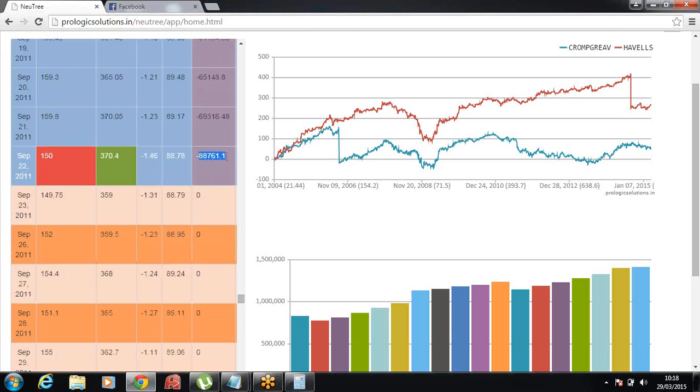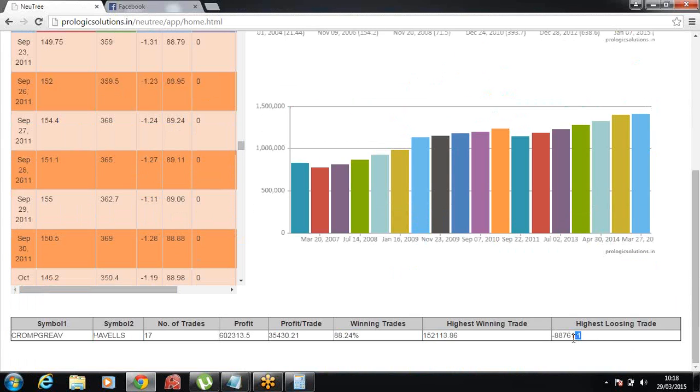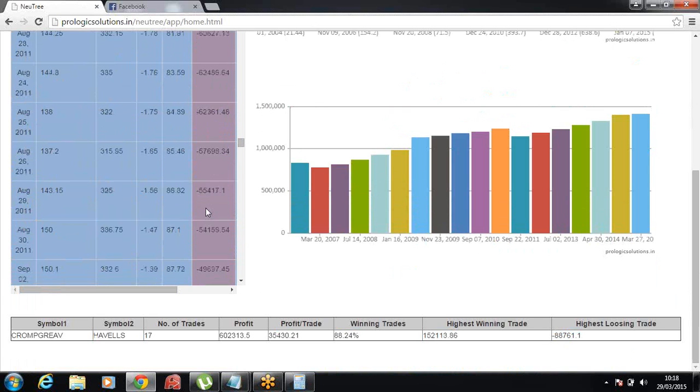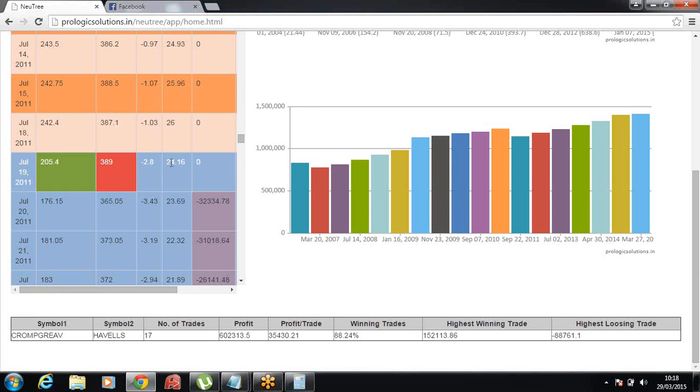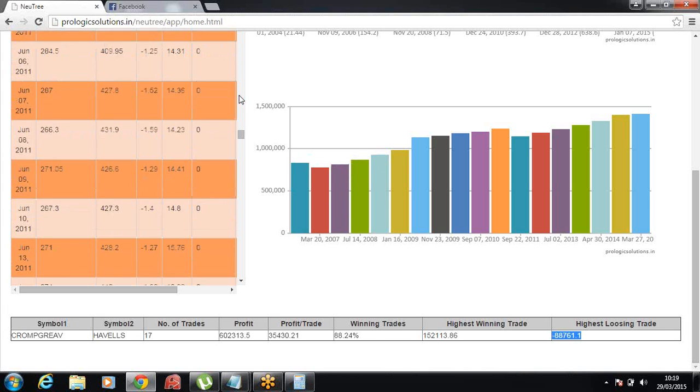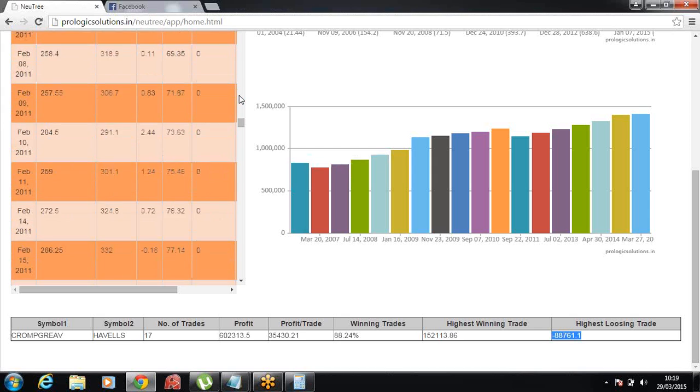What you are seeing, 88,761, is the highest losing trade, but you won't actually be entering this trade at all because your correlation doesn't match. 70% is too far away from your 24%, so you don't enter the trade at all. So there is no question of your loss at all. Likewise, I will show you some more calls.